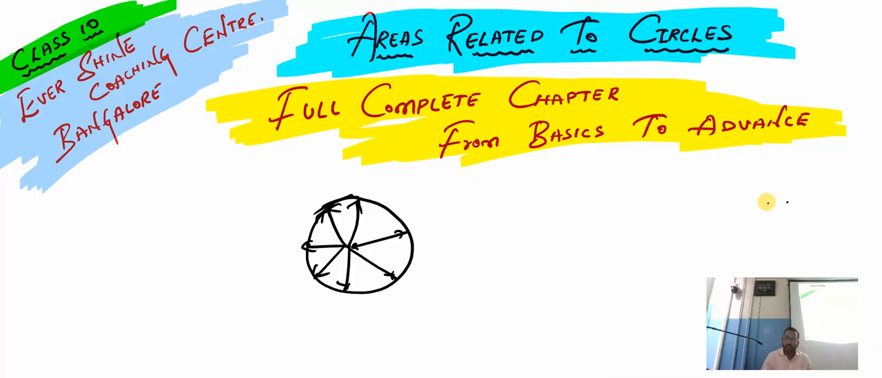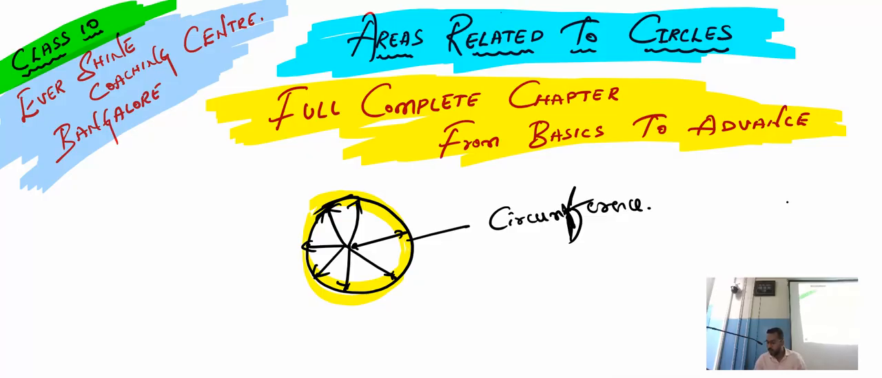Now can you see the area which is covered, this particular shaded region traveling around the outside of the circle? This particular region is called the circumference. Clear? So what is circumference? It is the length which is traveled throughout the circle. That is called the circumference.